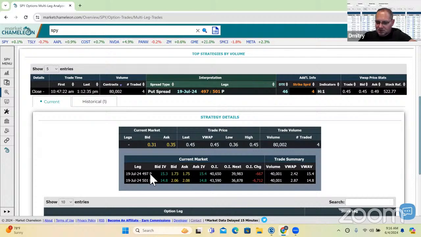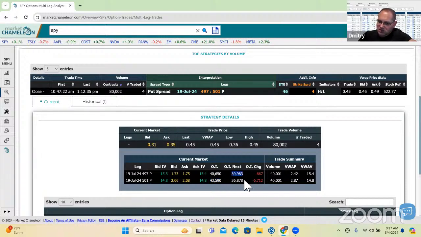So this is what happened by the end of the day. This is the 497 put. This is the 501 put. So we see these are the bids and offers at the end of the day for each put. These are the implied volatilities. The open interest in the morning for each leg. So you can see 40,650 contracts for the July 497 put, 43,590 contracts for the July 501 put.